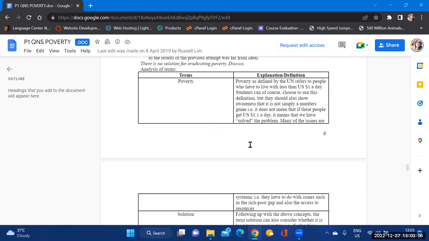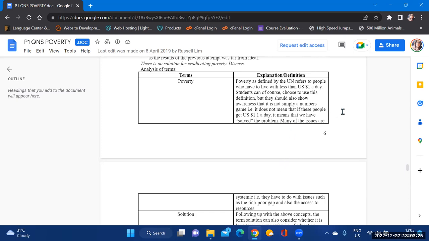Let's move on to the next topic about solutions. There is no solution to eradicating poverty. Discuss. Very similar to the previous one. All right. Let's take a quick browse through before we continue reading.